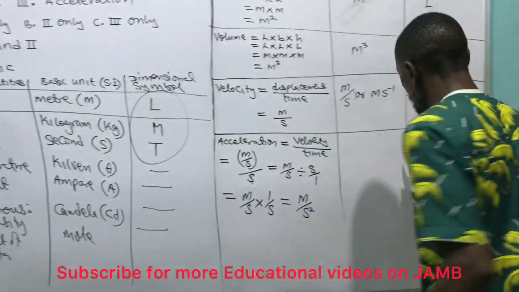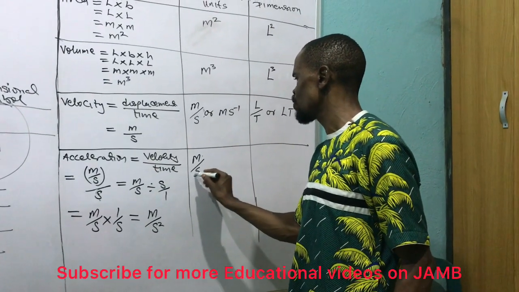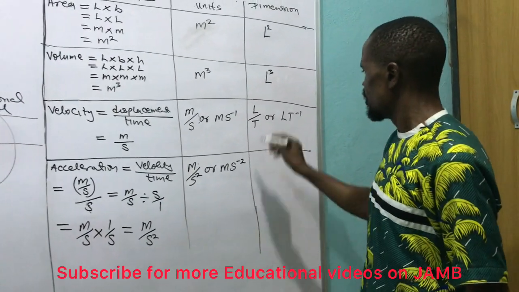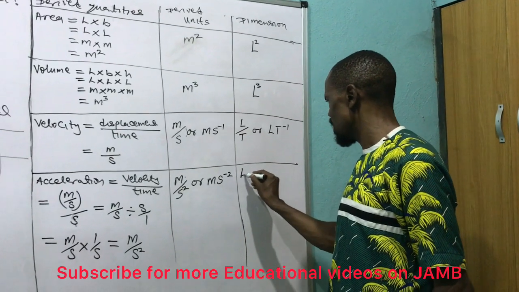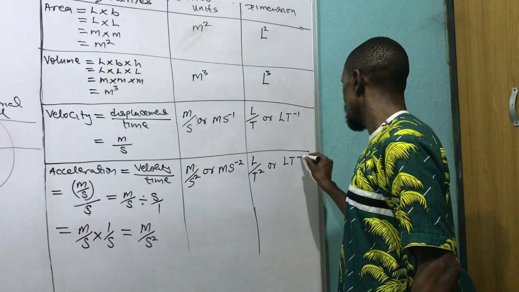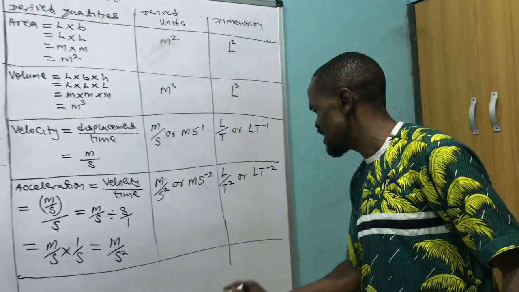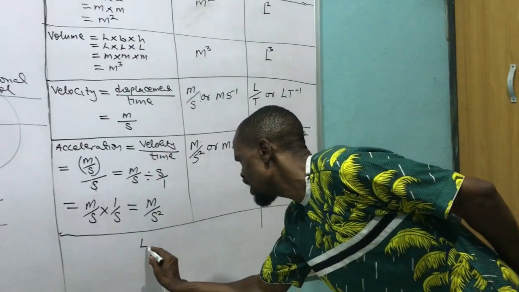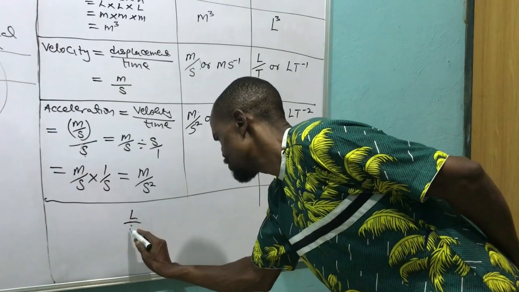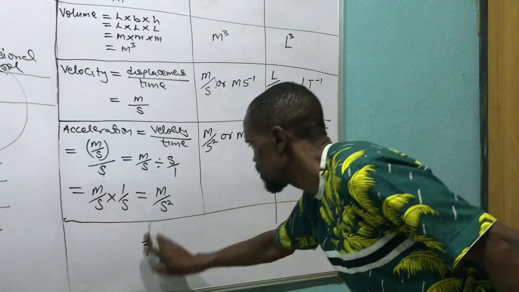That means the unit of acceleration is meter per second squared, or I can write it as meter per second to the minus 2. Then the dimension can be written as L over T squared, or L T to the minus 2. Somebody will ask, how did I get this? Let me use this to illustrate.